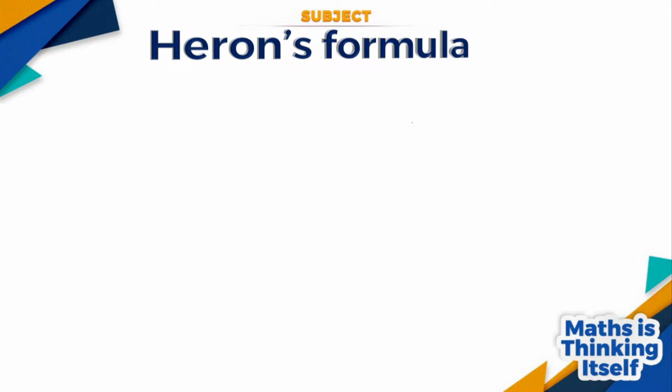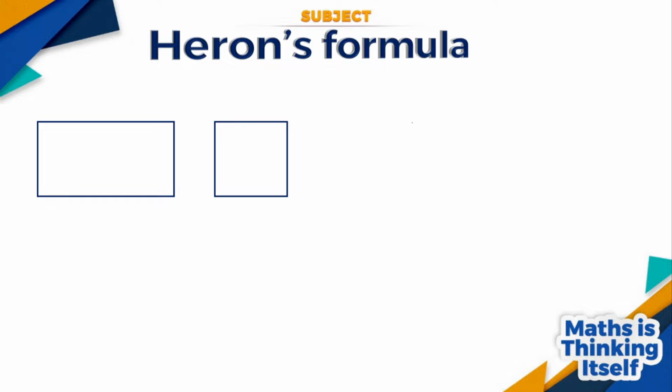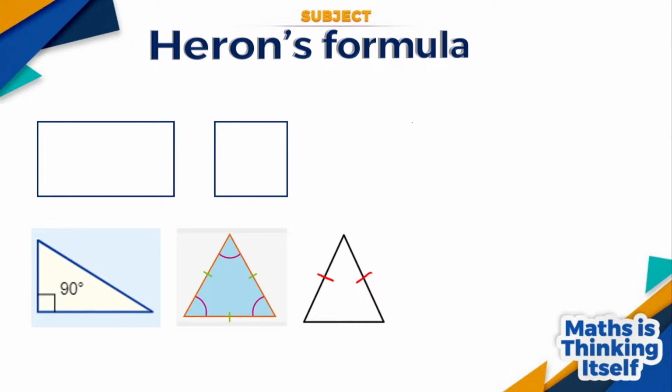Now we know that we can find the area of 2D shapes. The 2D shapes are rectangle, square, right angle triangle, equilateral triangle, and isosceles triangle. And a scalene triangle is one where no sides are equal in length. First of all, we need basic knowledge about area and perimeter. So first we revise the word perimeter.